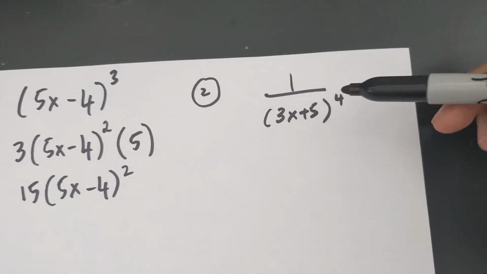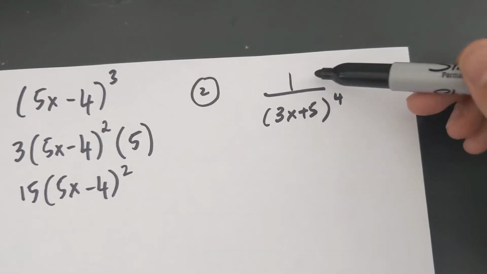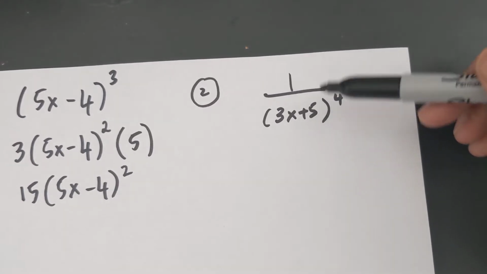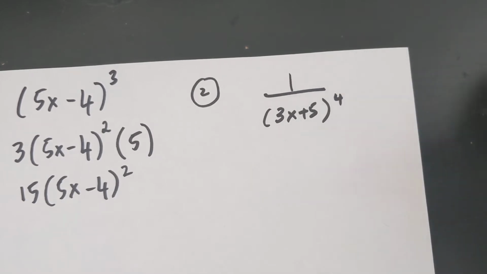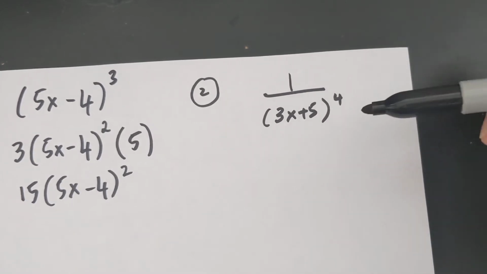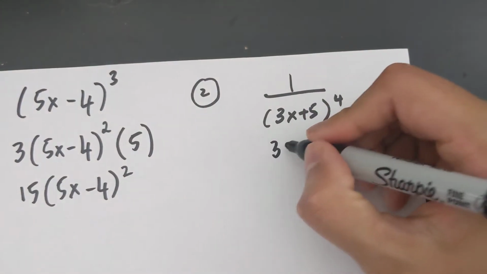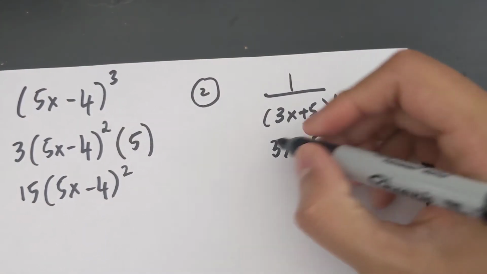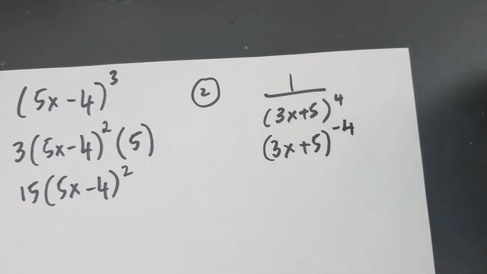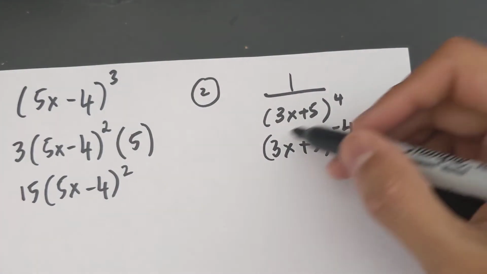For the second one here, this might look like a quotient rule question, but technically it's simple derivation using the chain rule. So before you can actually derive, you want to simplify by moving this to the top. So basically it's 3x plus 5 to the power of negative 4. Now I can derive the function.